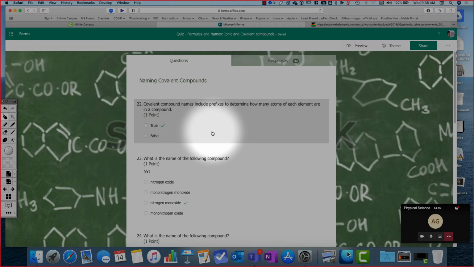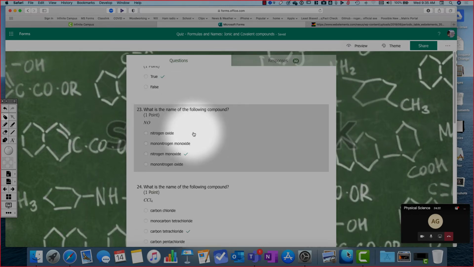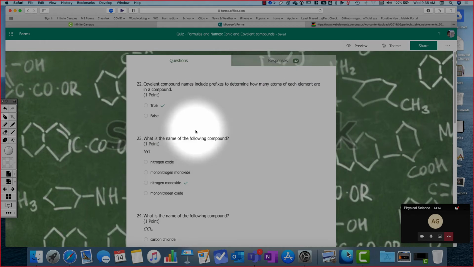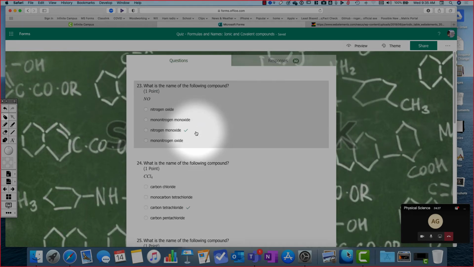All right, covalent compound names include prefixes to determine how many atoms of each element are in a compound. True. There's nothing in the ionic compounds that says how many atoms, but there is for covalent. So the name of NO, we have nitrogen and oxygen. So we use prefixes. If you strictly use prefixes, it would be mononitrogen monoxide. But you never start a compound name with mono. So you drop the mono and it becomes nitrogen monoxide. Okay?